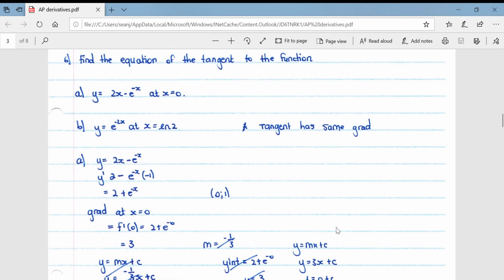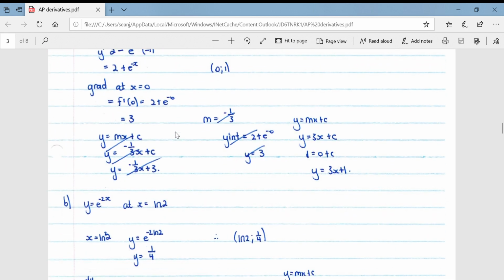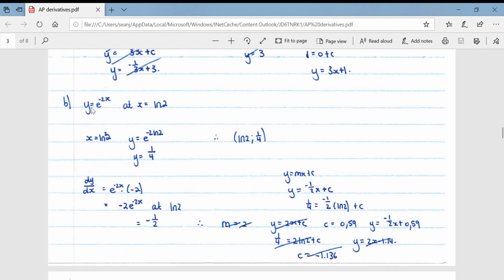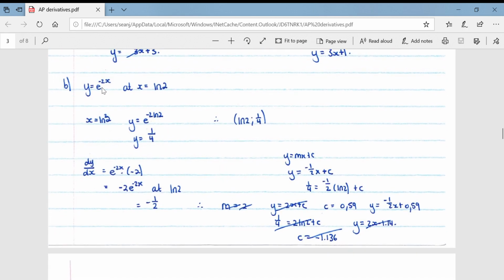Then if we look at b, find the equation of the tangent to the function y equals e to the minus 2x at x equals ln 2. So we write it out, and then we get our x point is ln 2. Then we're trying to find a y point to use. We sub that back into the original and we get 1 over 4. Then we find the derivative of our equation, e to the minus 2x multiplied by the derivative of the exponent, which is minus 2.